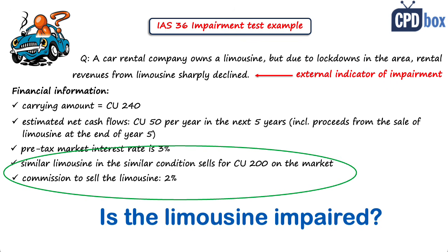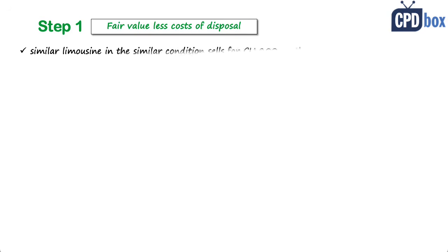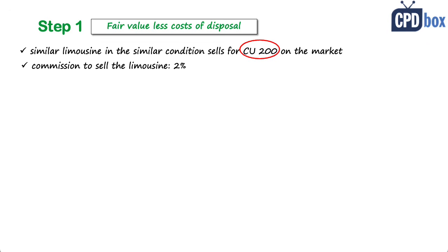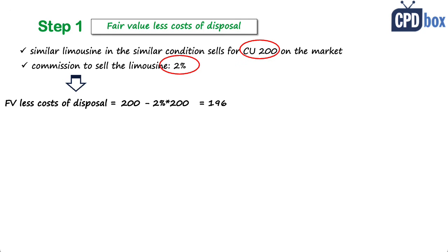So let me bring in the relevant data from our example. A similar limousine in similar conditions sells for 200 on the market. So this would be the fair value of the limousine at the time of doing this test. And the commission to sell the limousine is 2%, and this is the cost of disposal because you pay this commission only when you sell. And therefore, the fair value less cost of disposal is 200, which is fair value, less 2% of 200, which is the cost, and it gives us 196, which is 200 less 4.